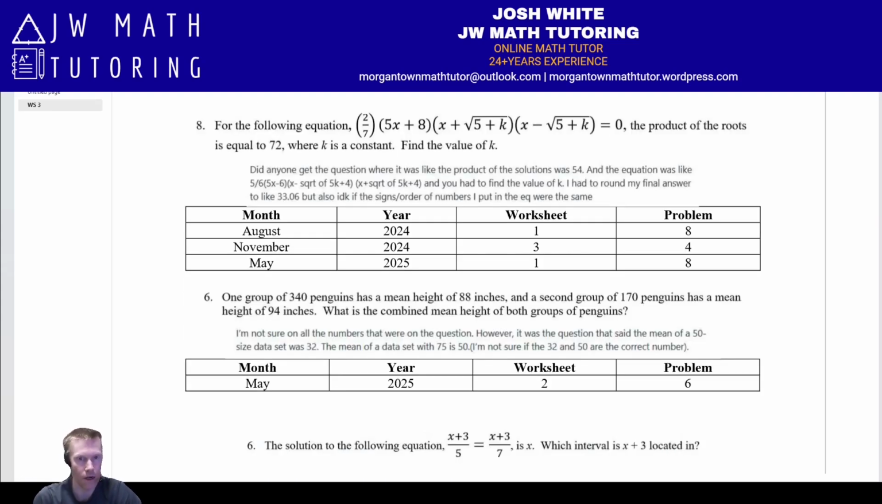Next up, we have a common product of roots problem where there are three different parentheses all being multiplied by each other. You're told that the product of roots is equal to some number. Notice that two of them, basically, the roots are conjugates, and they are going to have square roots in them. So this problem has been seen multiple times before. You can obviously see the months and the years and everything that are on the screen there.